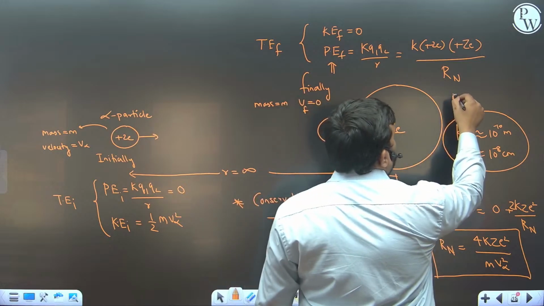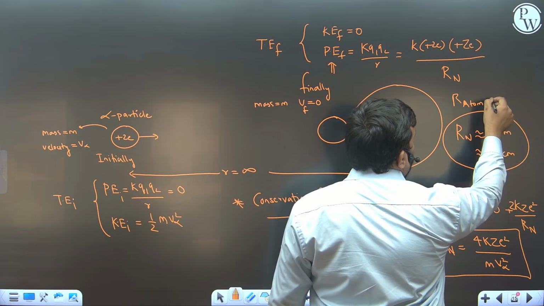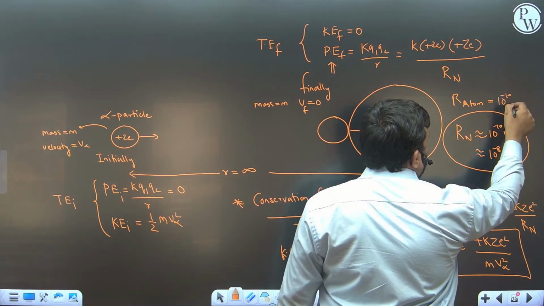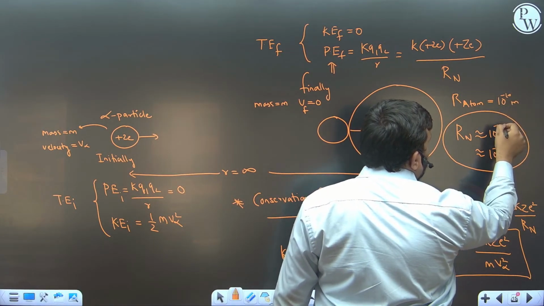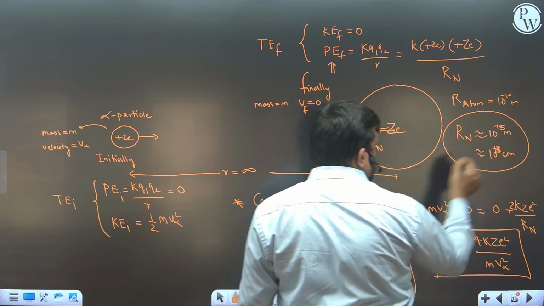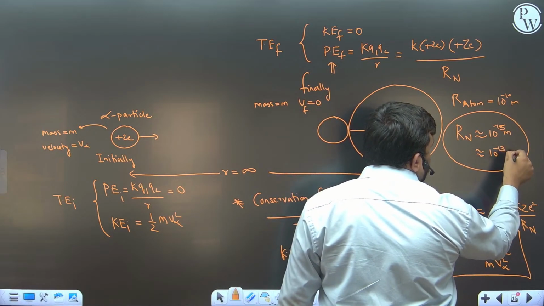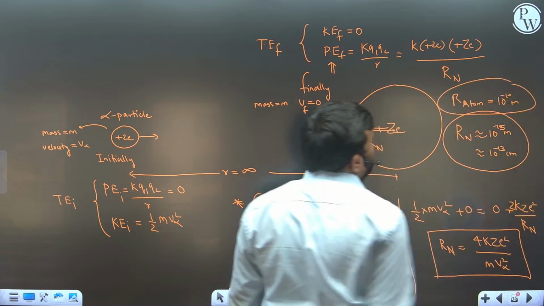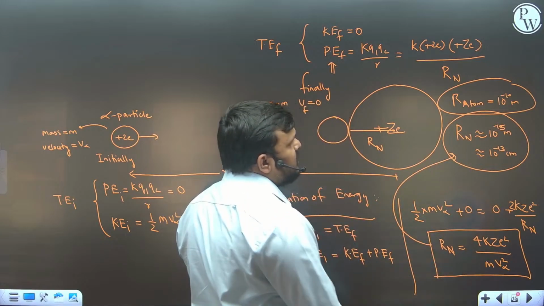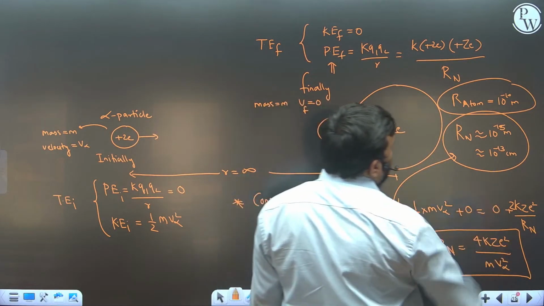And the radius of the atom you can compare with that. The radius of the atom will have a value of 10 to the power minus 10 meter, and the radius of the nucleus by this experiment was of the order 10 to the power minus 15 meter, and 10 to the power minus 13 centimeter.